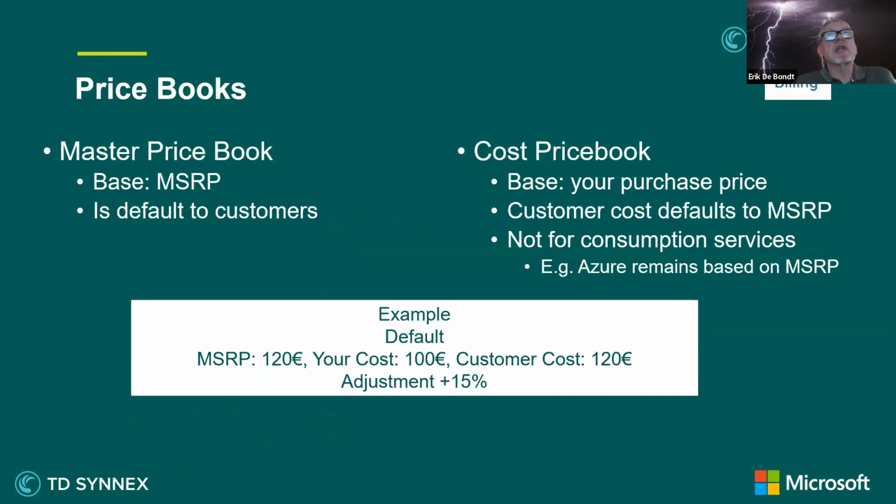The difference between the two, the master price book and the cost price book, if there is a change: for instance, the MSRP was 120 euros, your cost was 100 euros, and you adjust by 15% in the price book. What will happen? On the cost price book you're going to go to 115 euros because it's based on your cost. And if you base it on MSRP, then you will go to 138 euros as the new price for your customer. So basically two ways of defining prices for your customers, visible in the reports, visible in the billing statements, and also exportable to your ERP system to make your invoices. So a pretty easy way to work with price books and adapt the price for your customers if you want to.